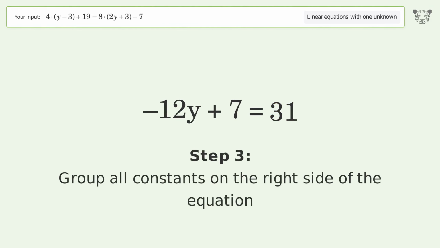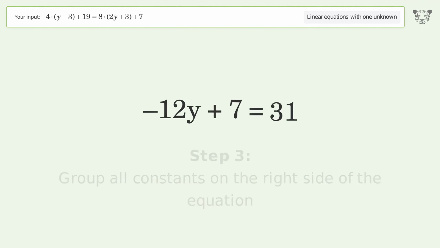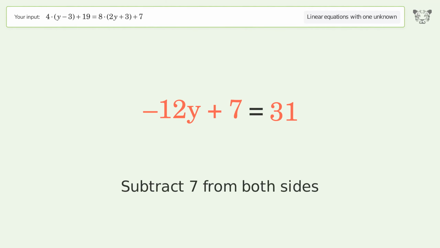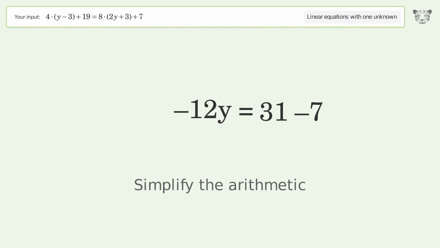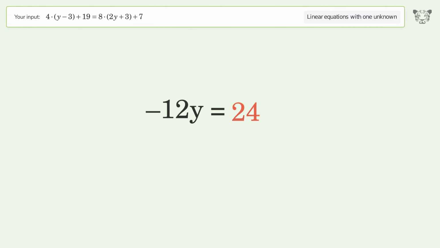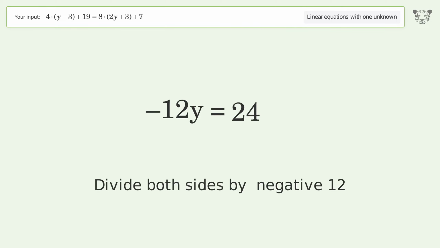Group all constants on the right side of the equation. Subtract 7 from both sides. Isolate the y. Divide both sides by -12.